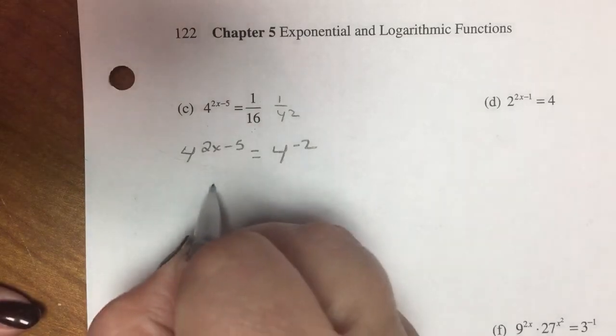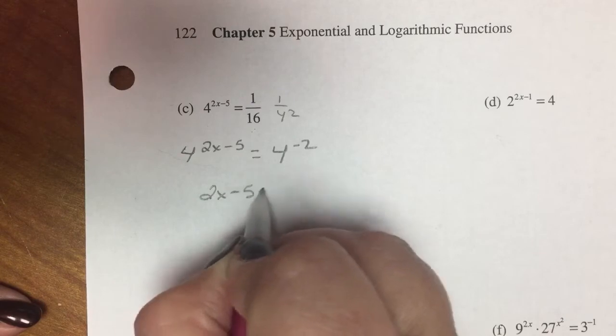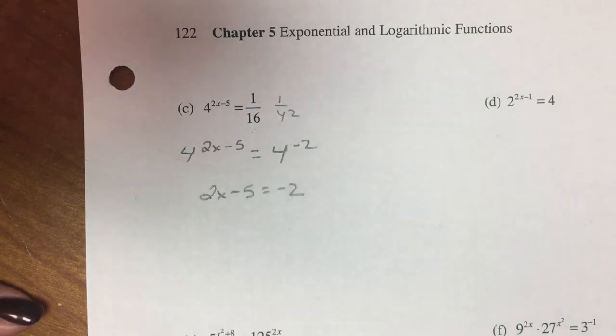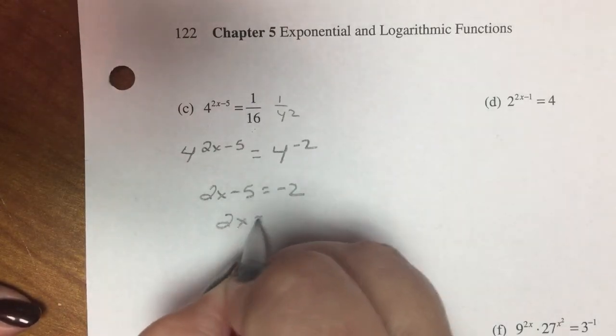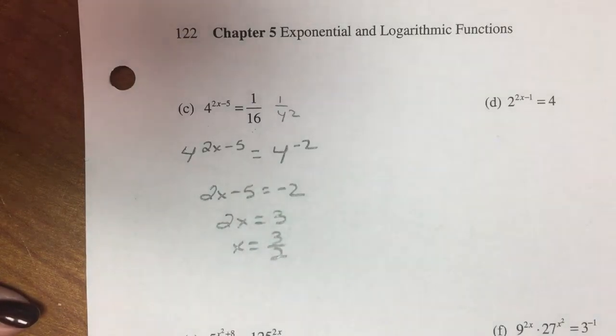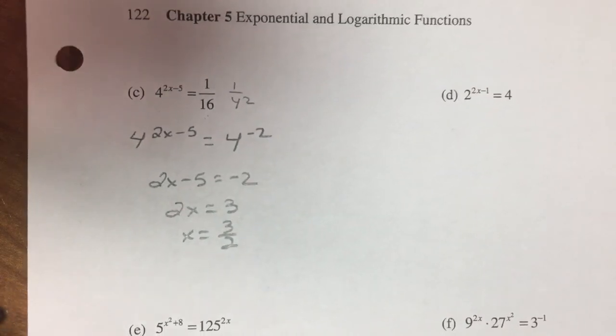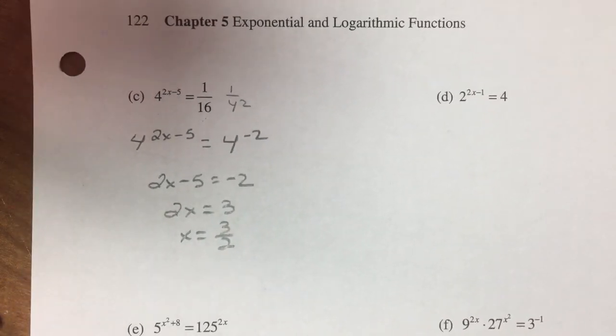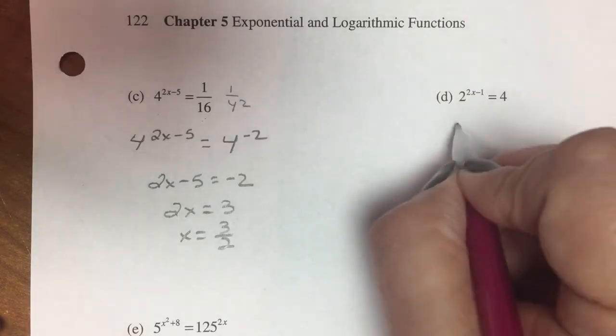Bases are the same. Let's take the exponents and set them equal to one another and solve. 2x is going to equal 3. X will be 3/2. Let's go ahead and do D. Remember, you can pause this video at any time if you need to catch up.